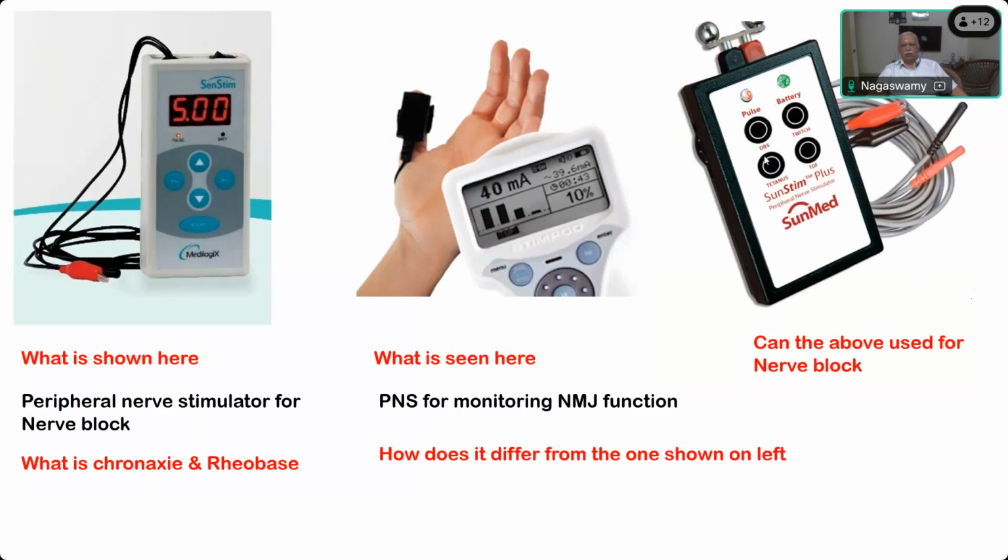So all the instruments which have train of 4, twitch and tetanus, double burst DBS, all these are mainly for monitoring the neuromuscular junction. Okay.